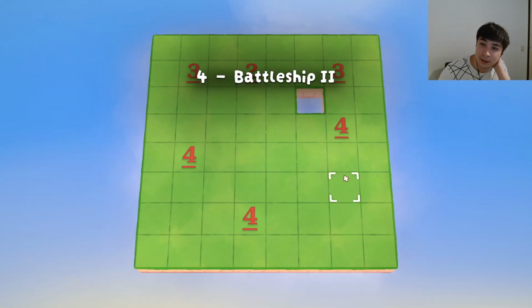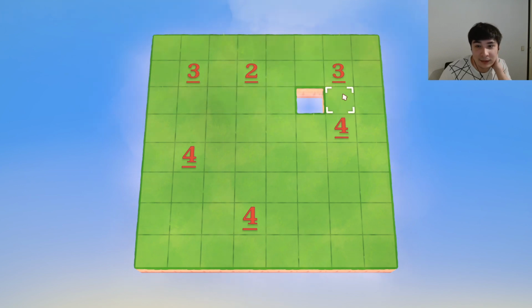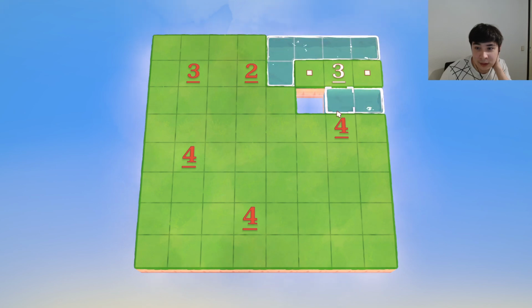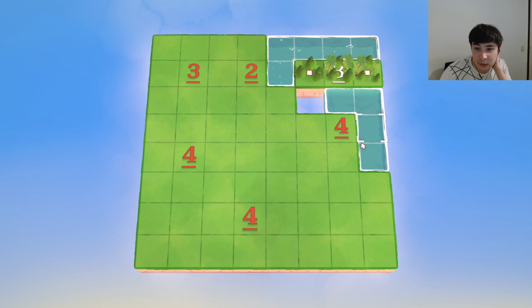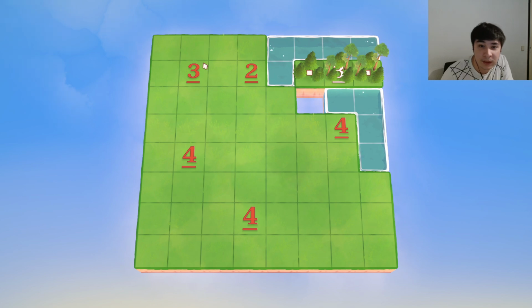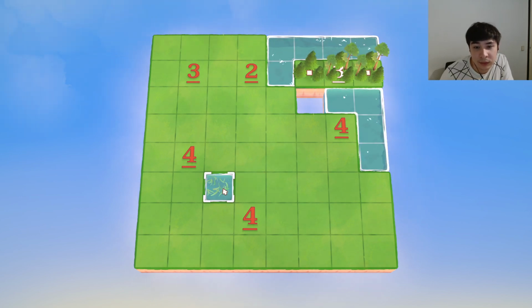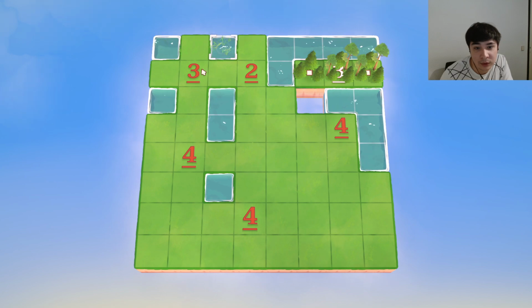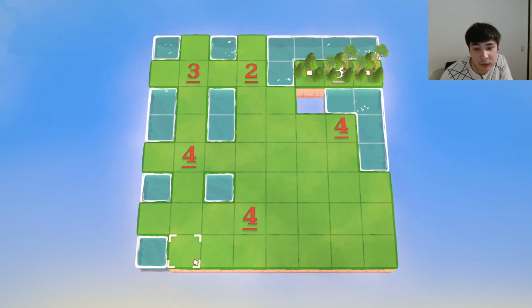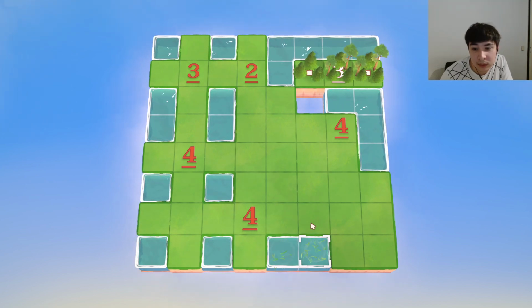Battleship 2. Alright, we've got lines again. This 3 cannot go vertically, it can only go like this. This bit of water here is isolated because of this hole, so it has to go down. And because all these clues here are straight line clues, we have a lot of unreachable cells, just anything that is not in a straight line from any of these clues.